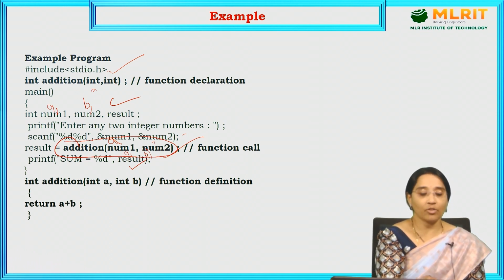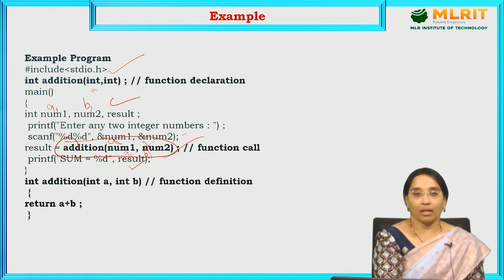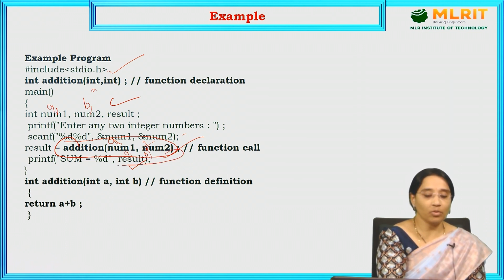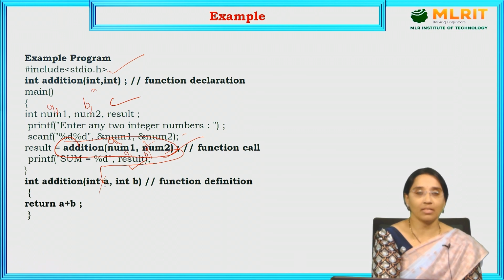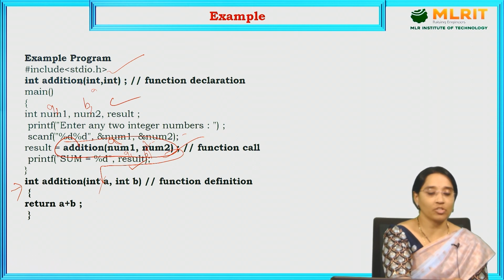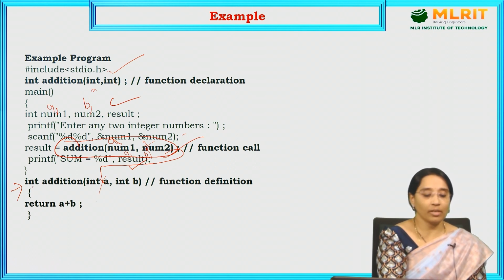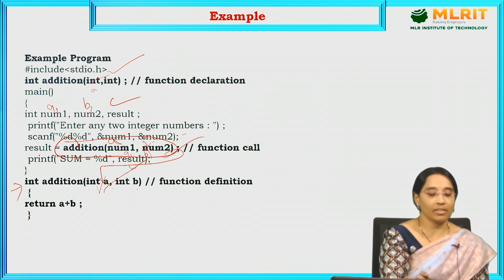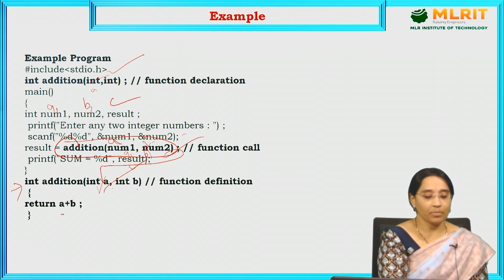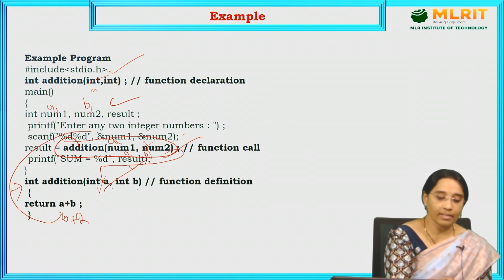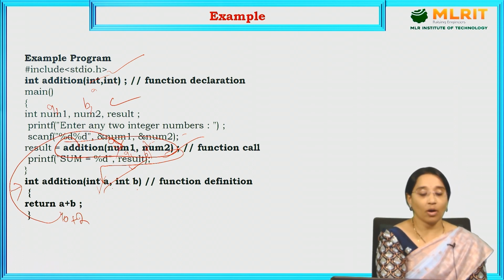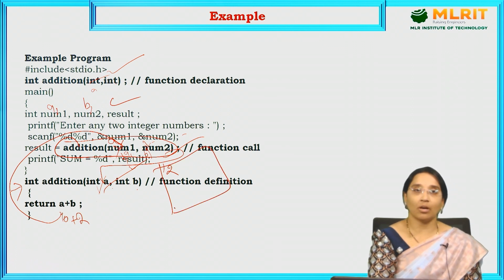Whenever the control sees this line, the control will go to the definition part where this function was defined. Here it is defined. This is function declaration and this is function definition. Function definition is int addition of int A comma int B. So function declaration and function definition are both the same. Return A plus B. Suppose I enter 10 plus 2, the answer will be 12. The control will take it back to the calling function, and the result 12 will be printed on the screen. So this is how you have to write.